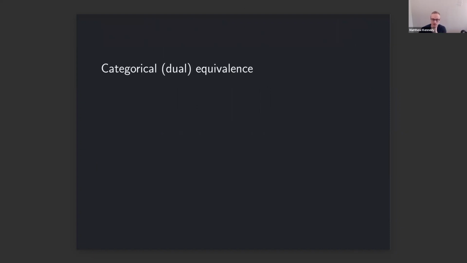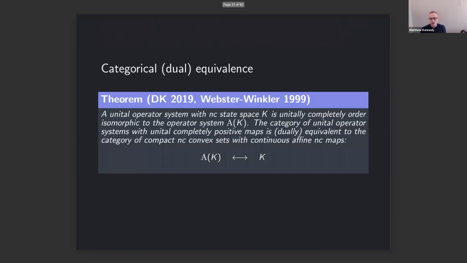And in particular, it allows us to obtain some nice results about dual equivalence of operator systems and the operator system of affine functions on a compact convex or a compact NC convex set K. So specifically, I mentioned already that Webster and Winkler proved a dual equivalence for the case of matrix convex sets. And it essentially follows from their result that we get a dual equivalence for compact NC convex sets.